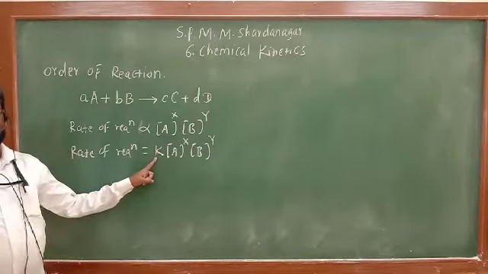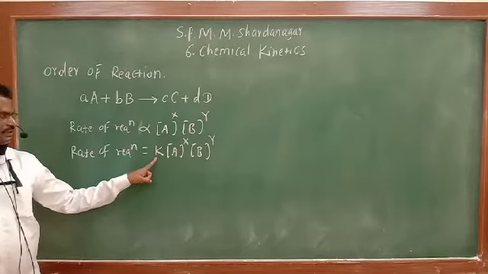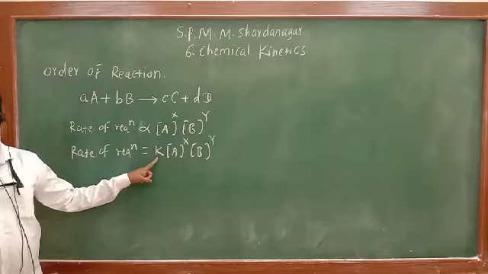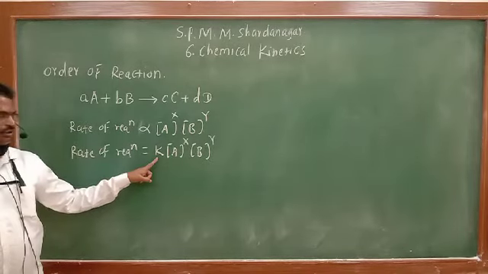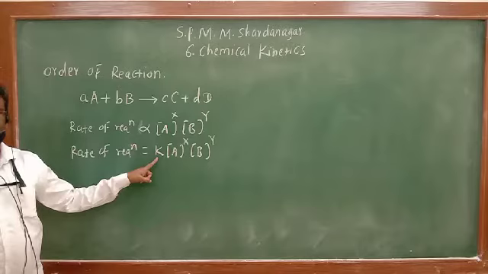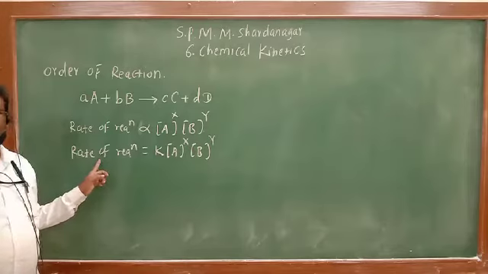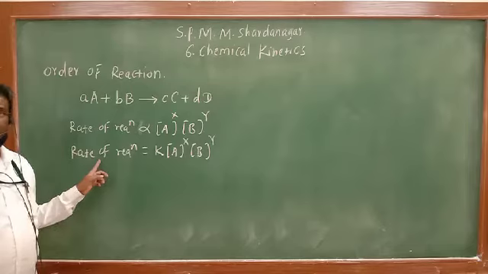This K is known as the proportionality constant, and it is also known as the rate constant. And this equation therefore is known as the rate law equation.